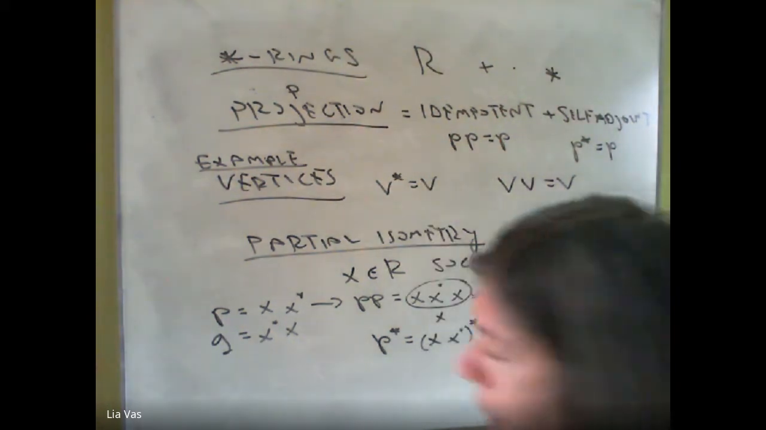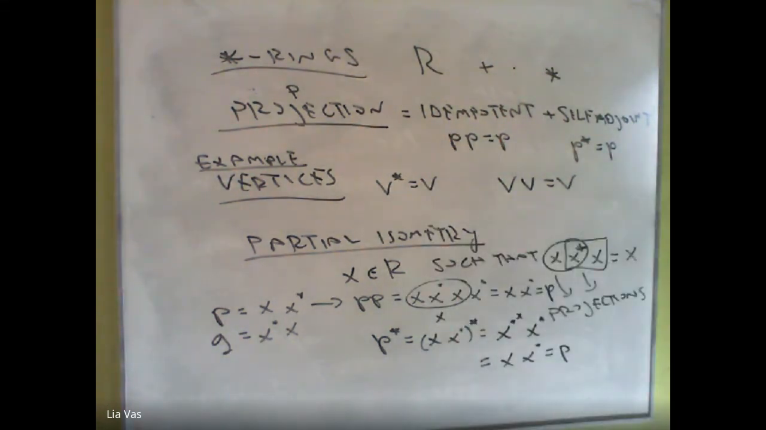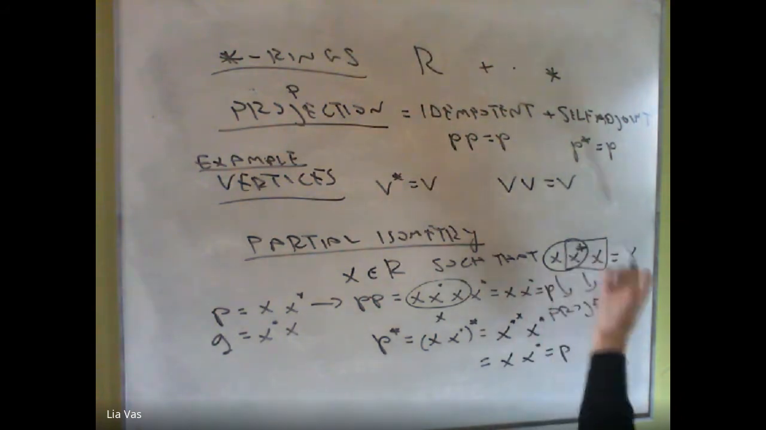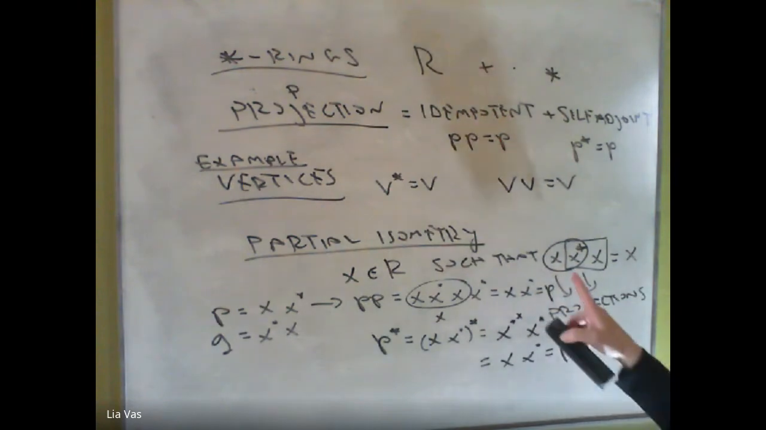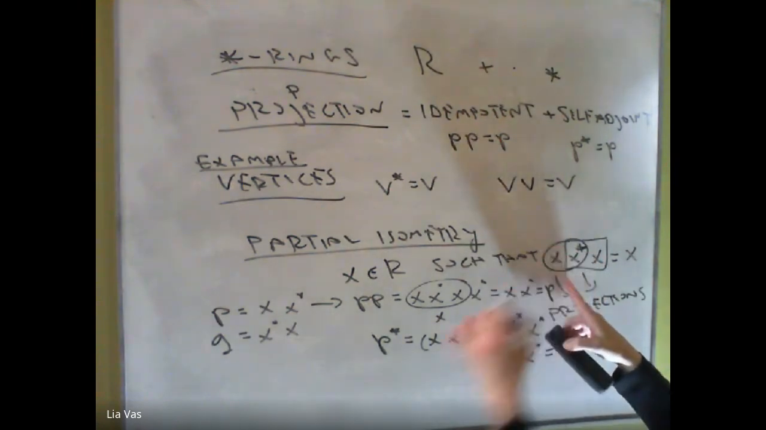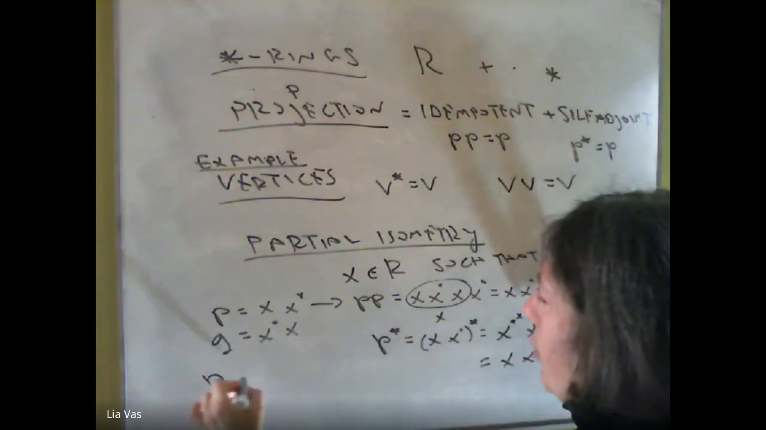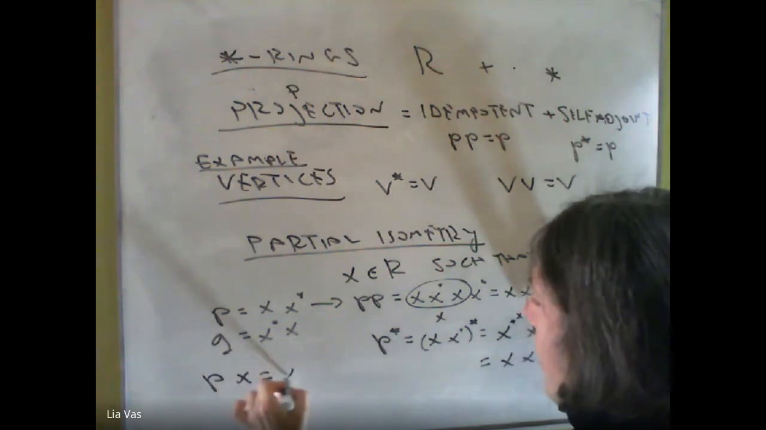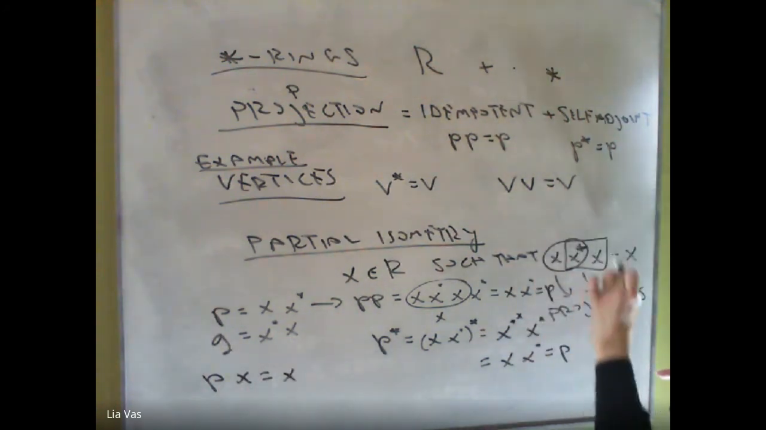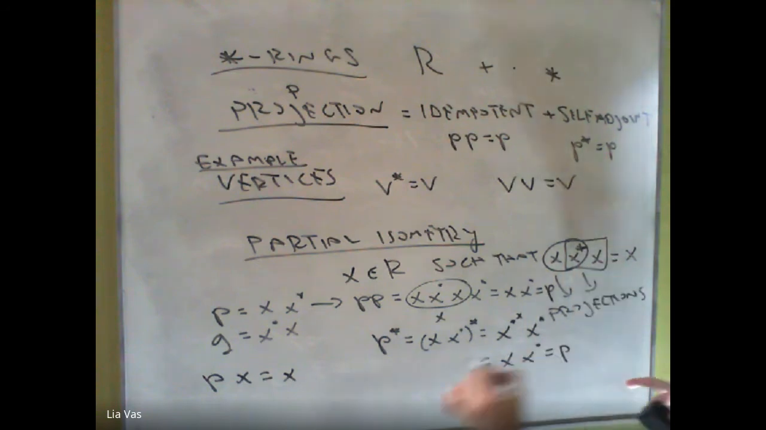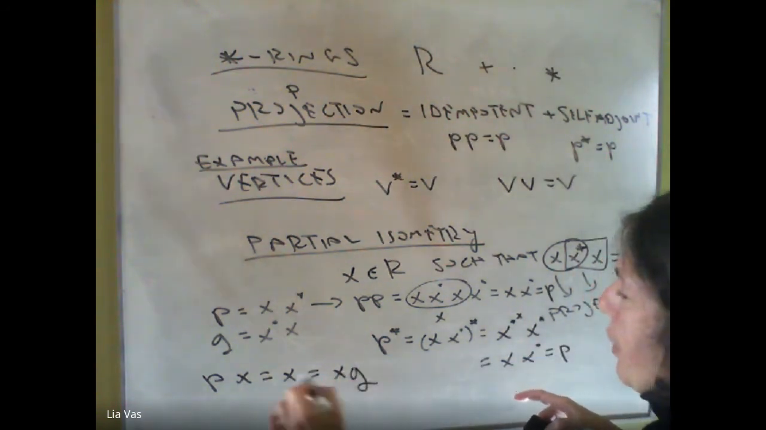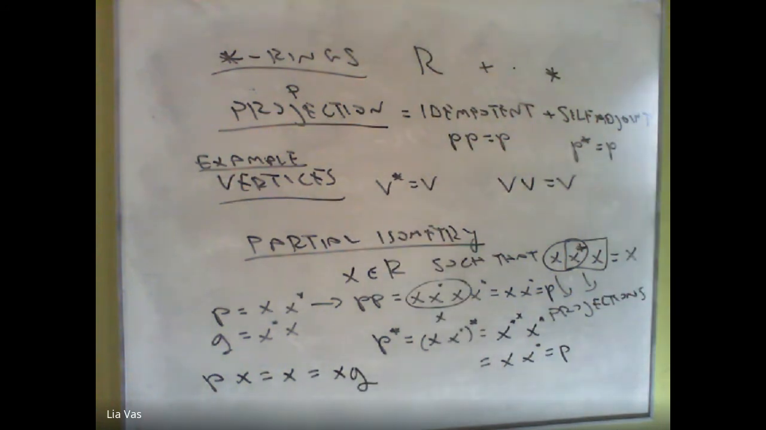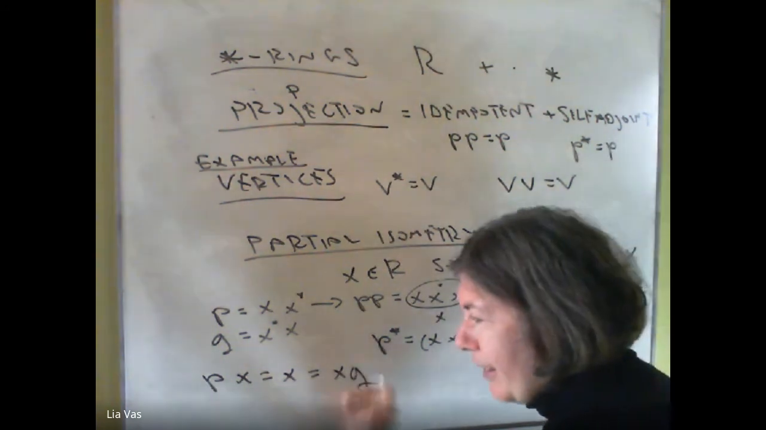So you see here we have this identity here that now I will write in terms of P and Q. So remember, we call this first part P. So this is telling you that PX is X. And we call this second part Q. So this is telling me that XQ is also X.